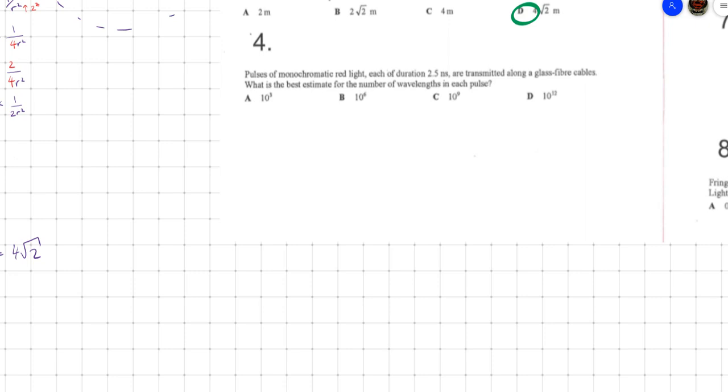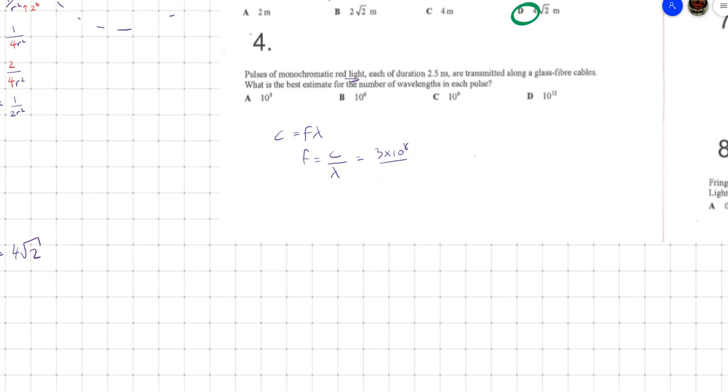Now, this is something that we've done already in the do now. First of all, since we're dealing with light, we know that the speed of light is equal to f lambda. What we're going to do is work out the frequency, because we don't know the frequency. The frequency is equal to speed of light over lambda.